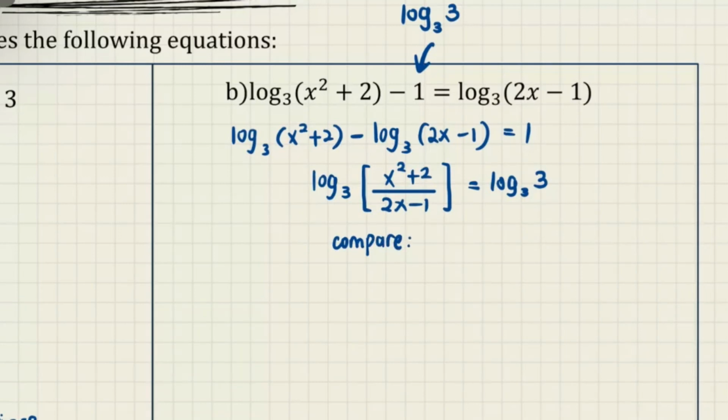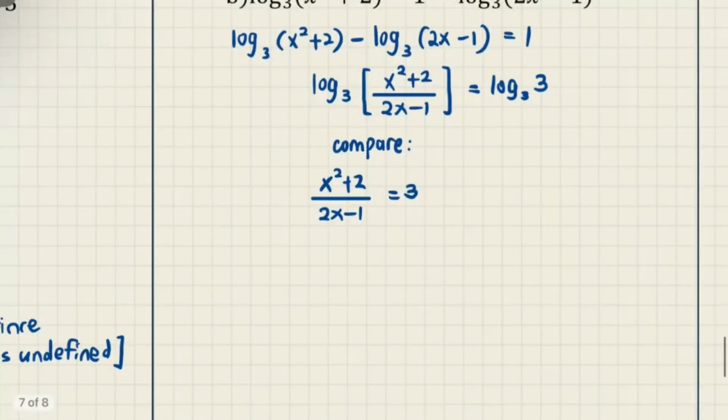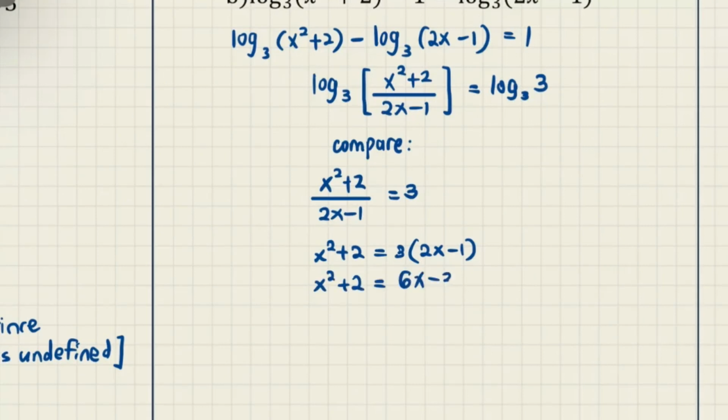So by compare, I get (x square plus 2) over (2x minus 1) is equals to 3. So kita nampak dia dalam bentuk equation biasa. So 2x minus 1, kita boleh pindahkan on the right hand side. So x square plus 2 equals to 3 multiplied by (2x minus 1). x square plus 2 equals to 6x minus 3.